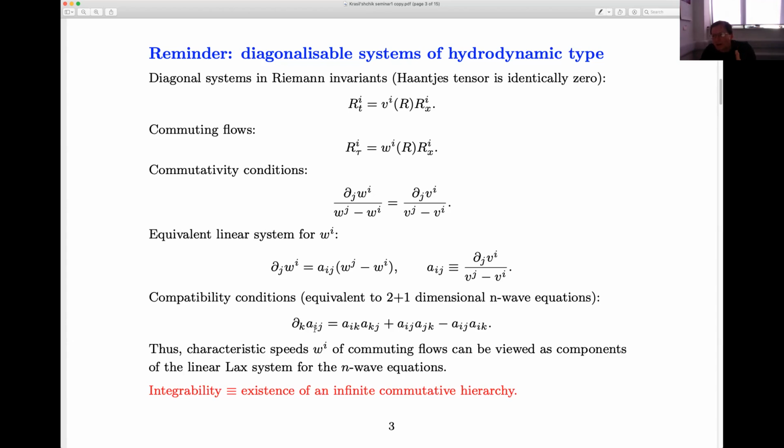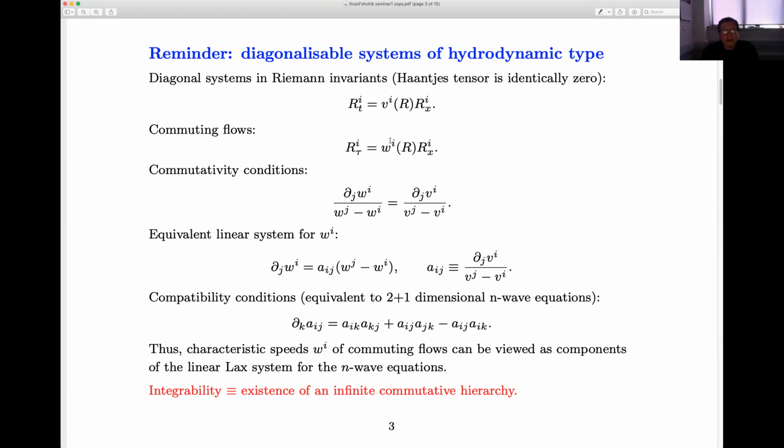Therefore, Goursat data for such a system is a function of two variables. You can define a_ij as a function on the ij coordinate plane. So Cauchy data, so Goursat data for such a system involve functions of two variables only. So it's actually a two-dimensional system. Although it looks n-dimensional, it's 2+1, strictly speaking. And this system for a_ij is actually equivalent to a 2+1 dimensional n-wave system, right? So let me then.